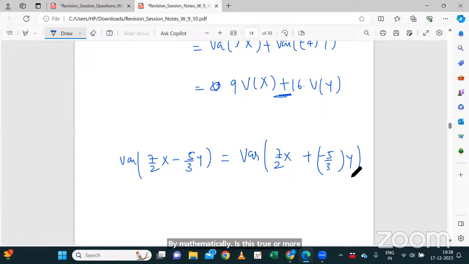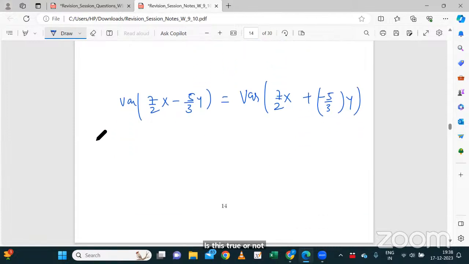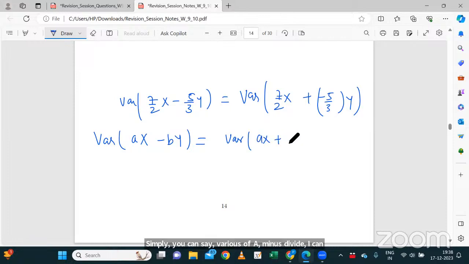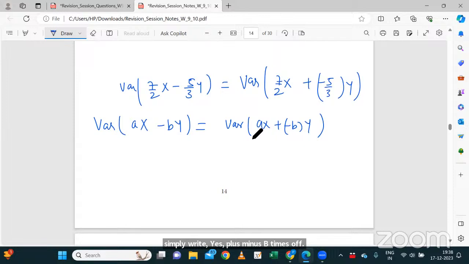Is this true or not? Sir, it's true. It's true for any constant. Simply you can say variance of ax minus by, I can simply write variance of ax plus variance of minus b times y. Since x and y are independent, I will simply write variance of ax plus variance of minus b times y.